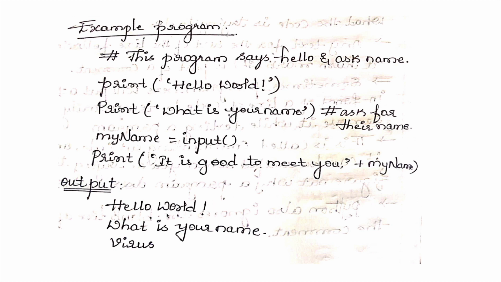It will print hello world. Then it will ask for your name. Here the name is virus, and it will print the name as virus. This is just a simple program. By taking this program as an example, we will understand what is a comment, what is an input function, and what is a print function. Now I'm going to discuss each in detail.